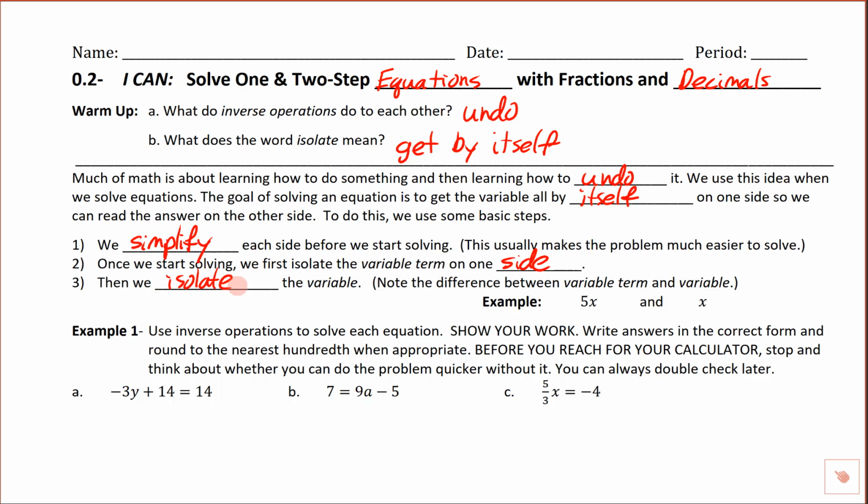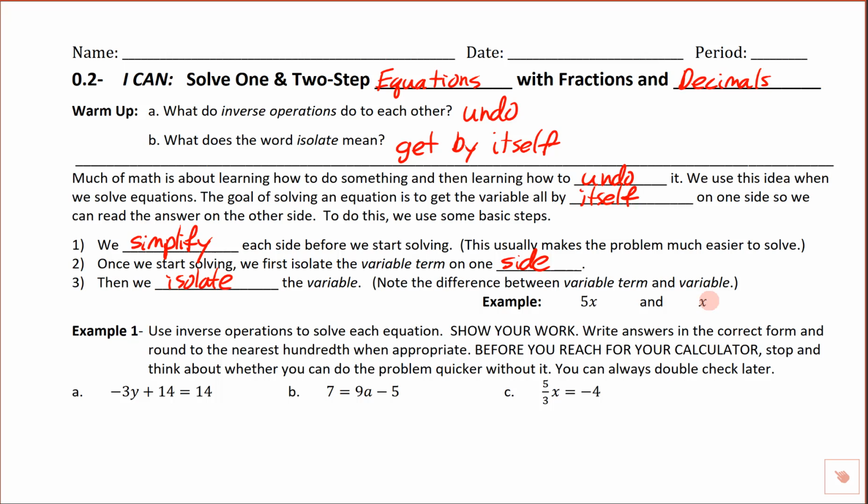And one thing I want you to note is the difference between a variable term and a variable. The first thing we want to do is isolate the variable term. So we want to get things like this. If it's got a variable with some other stuff with it, maybe a coefficient out front, maybe a square or something like that, we want to isolate that on one side. And then the last thing we want to do is get the variable completely by itself.